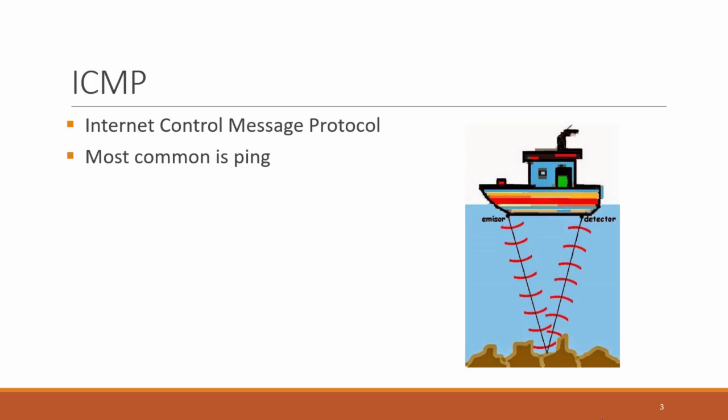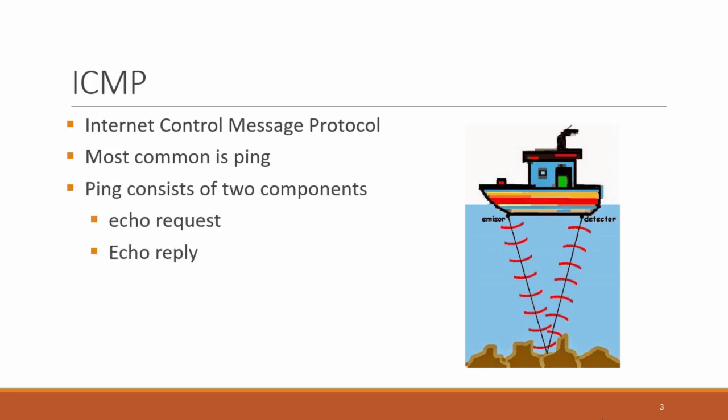Within our networks, we use two components. That is an echo request and an echo reply. This achieves the successful ping. So just like sonar, we send out into our network a transmission and we look for a return. If we get the return, our network is reachable.